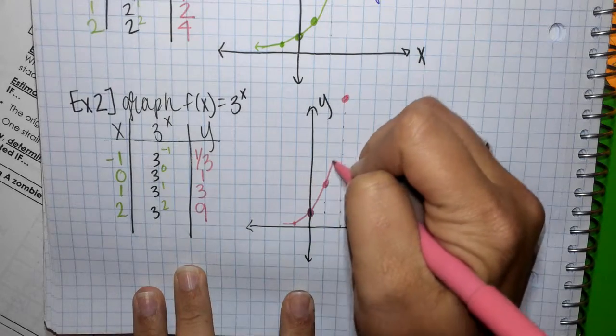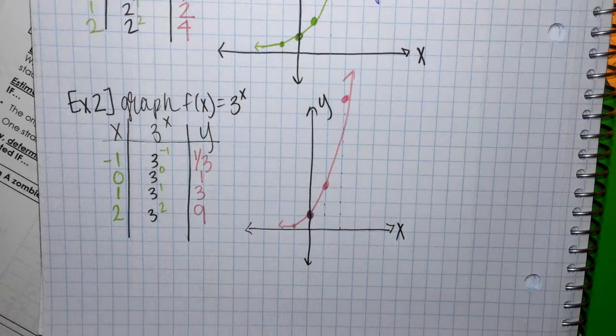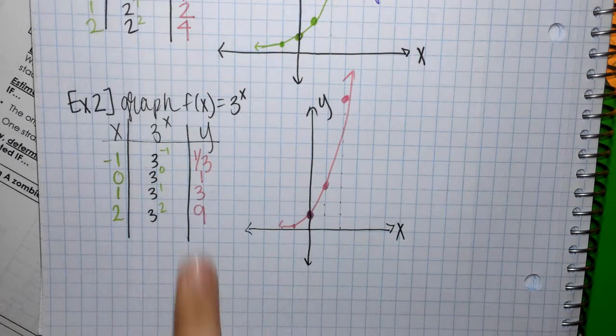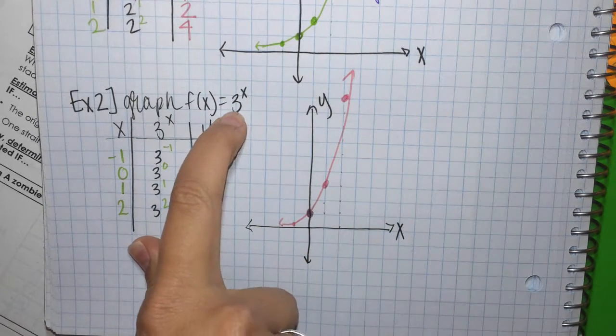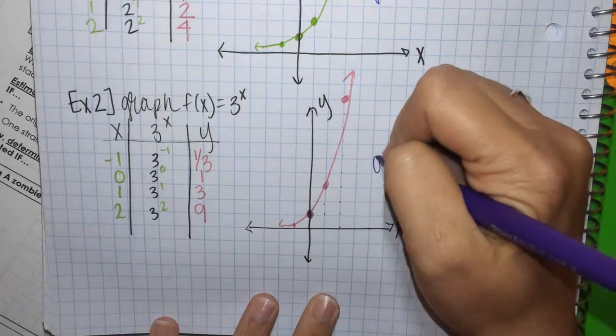It is a growth. Why do you know it's a growth? It goes higher. You got to read it left to right. Because it goes up. And because this number is greater than 1.